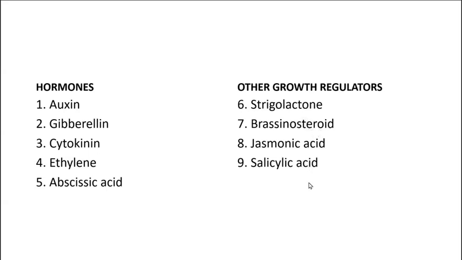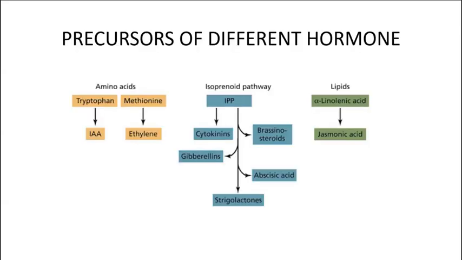So today we are going to deal with auxin, gibberellin, cytokinin, ethylene, abscisic acid, and other growth regulators. Among these other growth regulators, I will be dealing with brassinosteroid in the plant hormone chapter, and the rest of the hormones I will be dealing with in stress physiology, or I will do it separately.